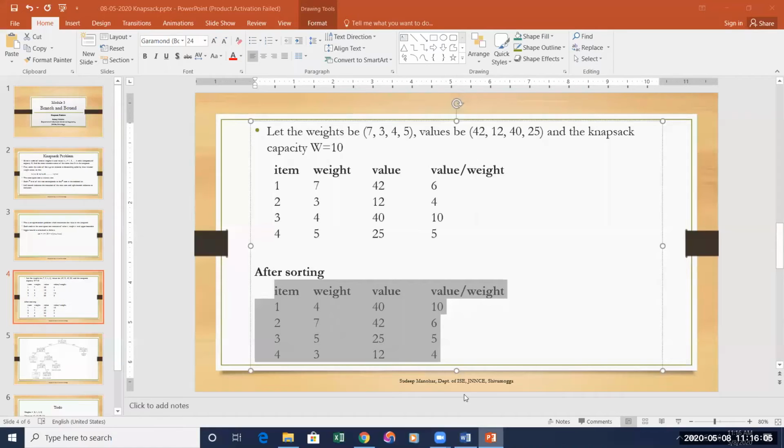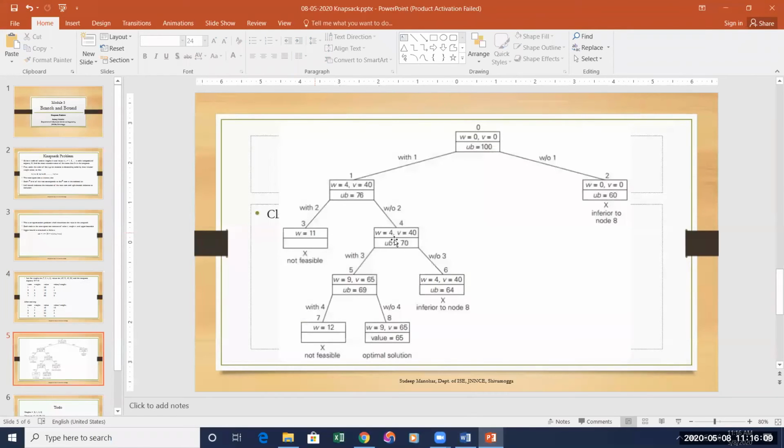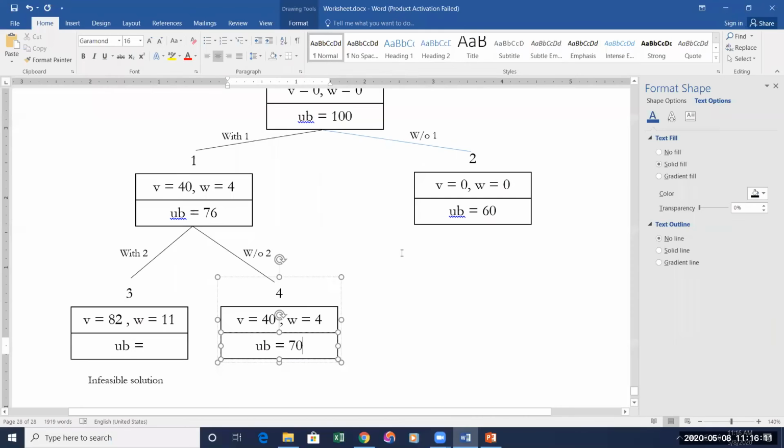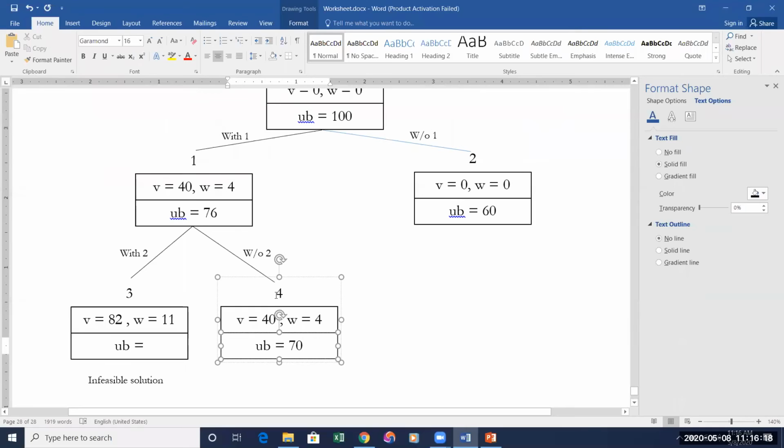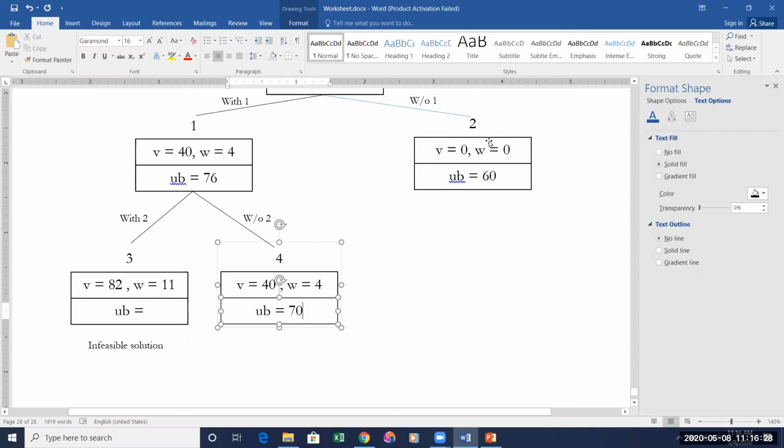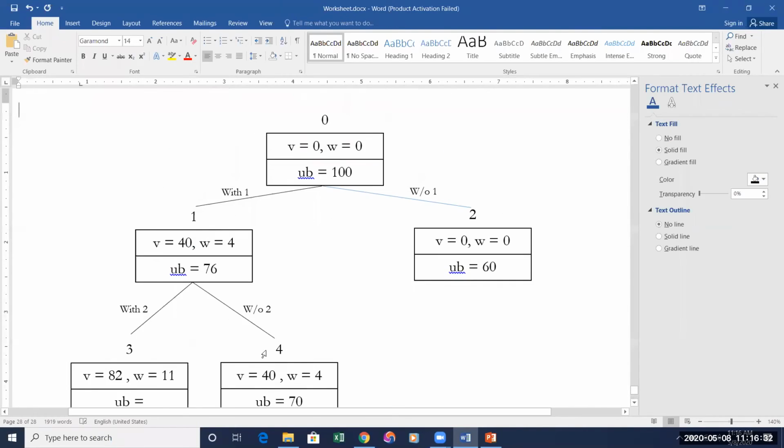I'll verify once whether we are going in the right way. Yes, we got 11 here and we got 70 here. Yes, it is correct. Now, which are the live nodes that are present? There are 2 live nodes. One is node number 4, other one is node number 2. Compare these two. Upper bound is 60, upper bound is 70. So 70 is highest, so continue with node number 4. If this is highest, you have to continue with this. That is how we are supposed to move on.